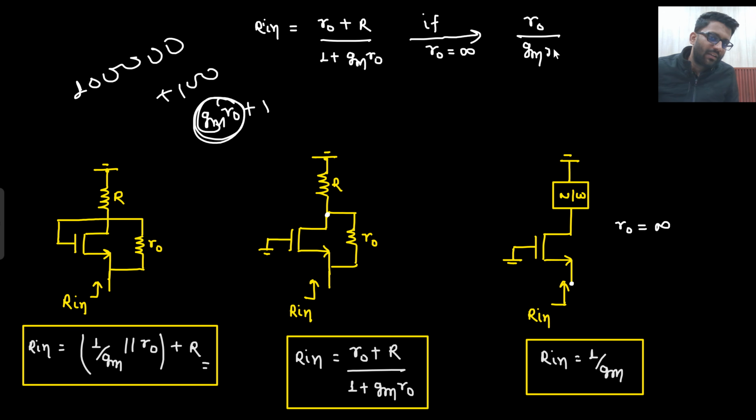So what I am getting? R0 divided by GM R0. So what I am getting? 1 by GM only. So this circuit and this circuit both are same only. If R0 is infinity, you are getting the same answer. But in the examination, you will not be doing this much analysis, that you put R0 equals to infinity. There, you will just be seeing that from V0 to ground, I see only 1 by GM. That will be your answer.